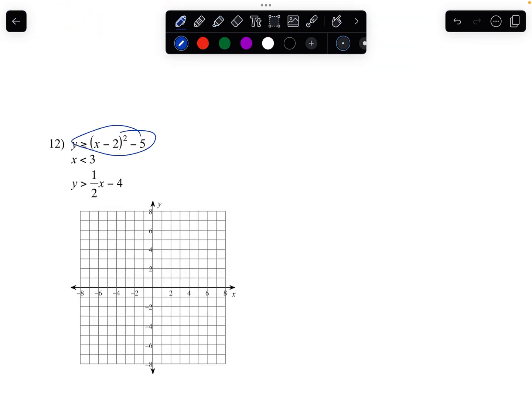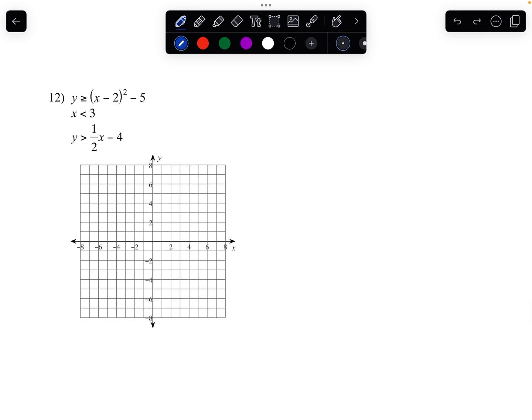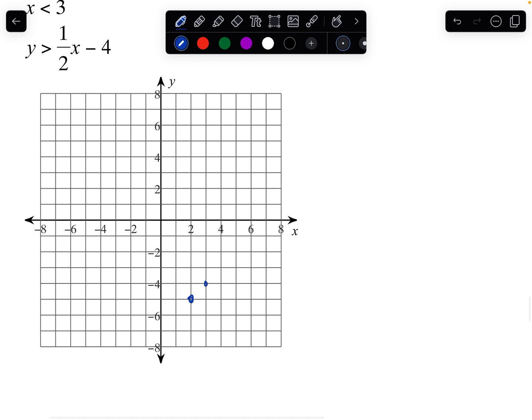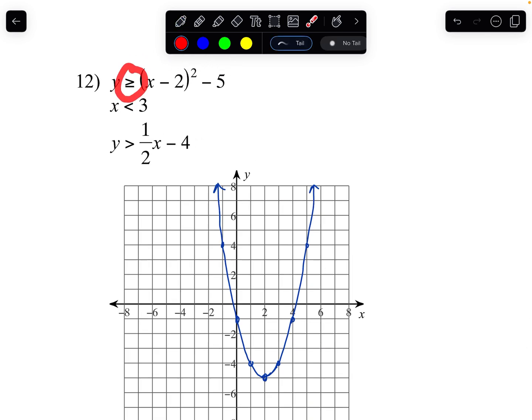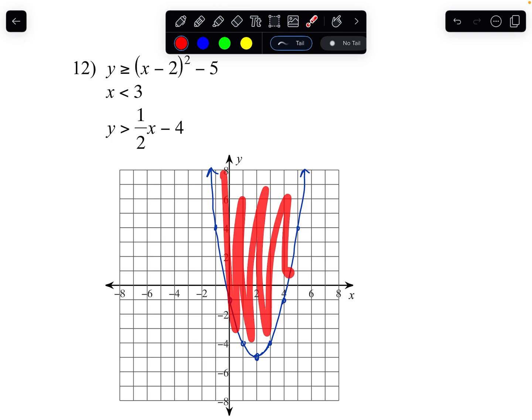Here we have a parabola. The vertex is being shifted to the right 2 and down 5. So right 2 and down 5, that's going to put the vertex here. And I'm going to use the 1, 3, 5 rule. And I have my parabola. This is going to be a solid line, not a dashed line, because we're greater than or equal to. So that means whenever I shade, I'm shading inside of this.